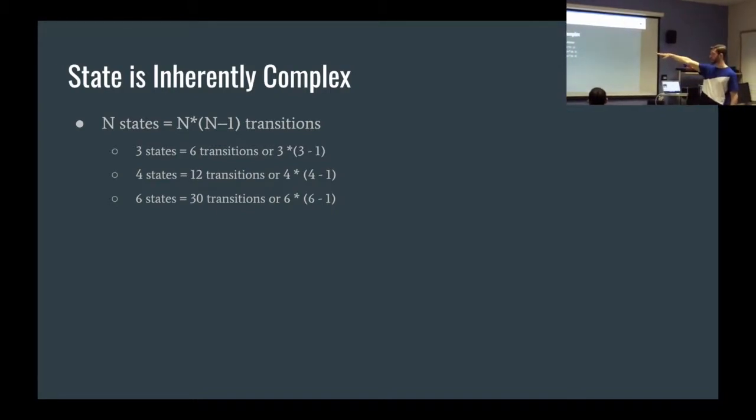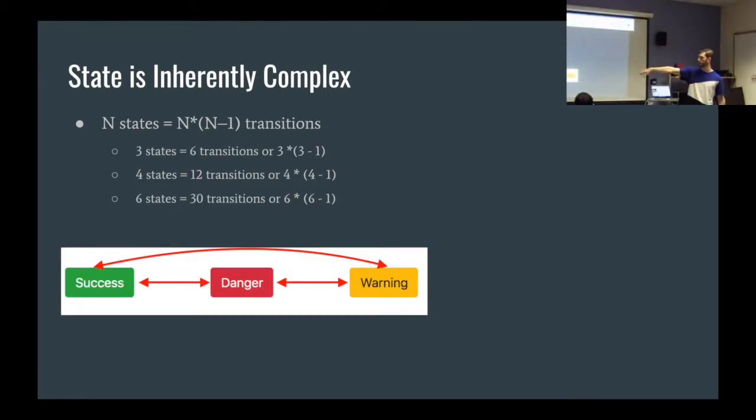And state, on its own, has forever been inherently complex. If you look at this formula here, if you have n states, then the transitions you can have between them is n times (n minus 1). So for example, if you have 3 possible states, like you see in this picture, you've got these buttons. This one can be green, red, or yellow, one at a time. If you have 3 states, that means you have 6 possible transitions.